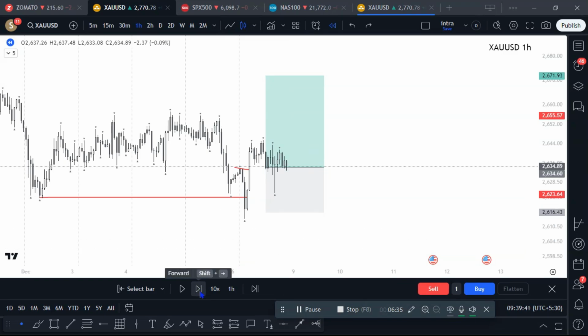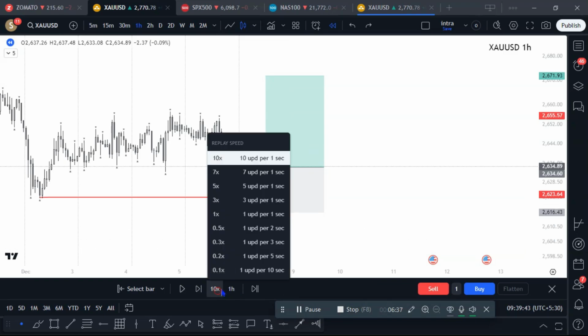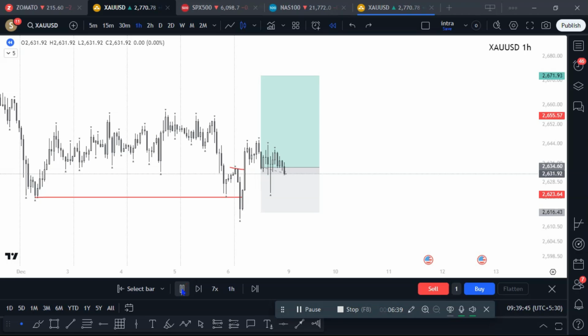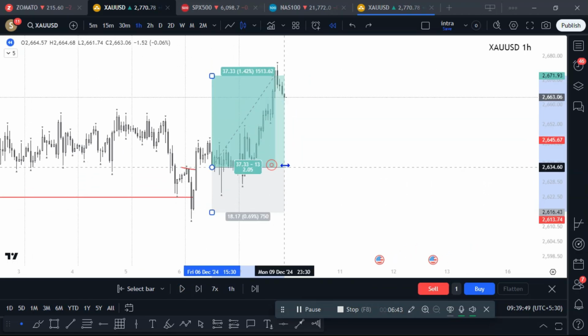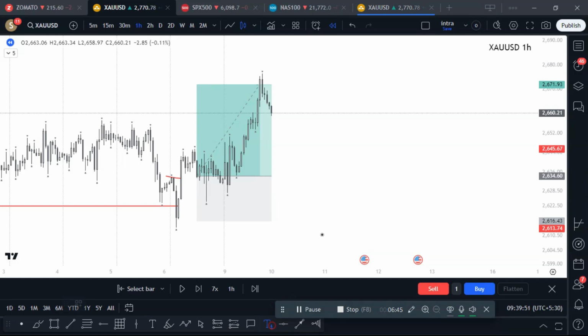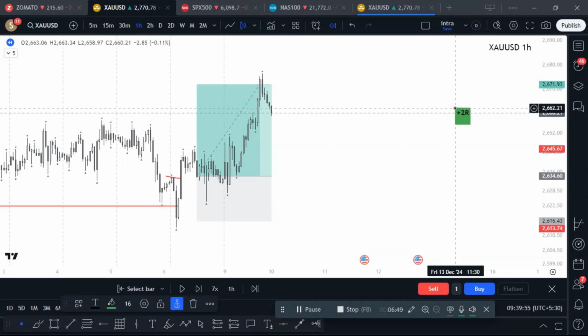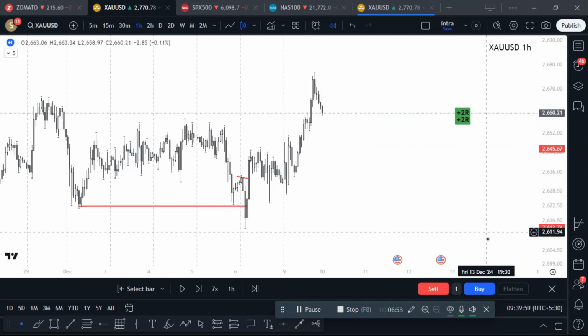So let your edge play out completely, then we will run the trade and boom, 2R done. So far we made 4R, plus 2R plus 2R. Okay, let's see some more examples so you will get complete clarity.